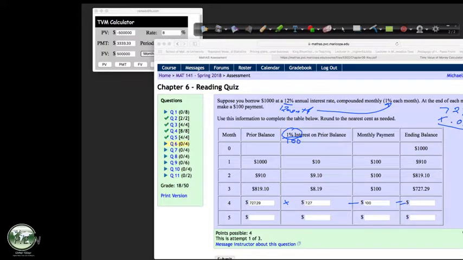Okay, so there, 727.29 plus the interest equals, subtract the payment, so our new balance at the end of that month, $634.56. Okay, same thing. You copy that number here, calculate the interest, add the interest, subtract the $100, and then we'll have our final balance here.